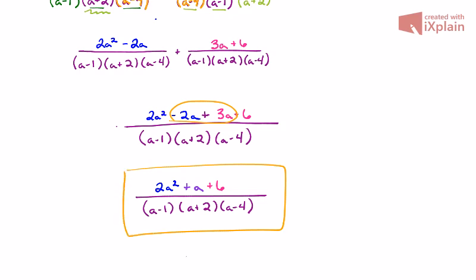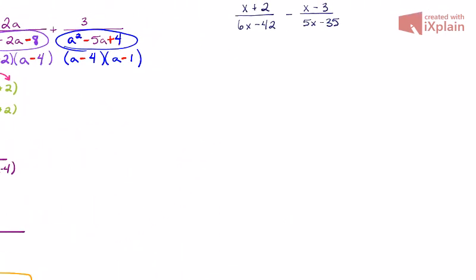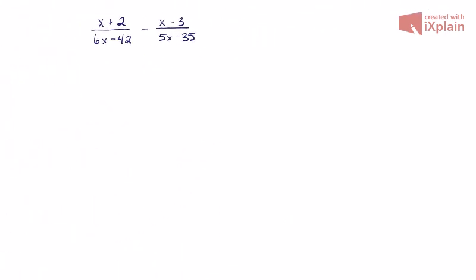Okay, so let's take a look at one more. Let's come on over to my other problem here. So here we have x plus 2 over 6x minus 42 minus x minus 3 all over 5x minus 35.